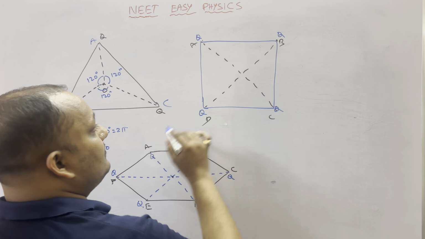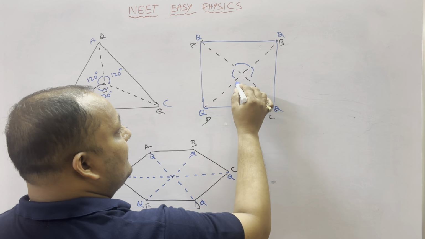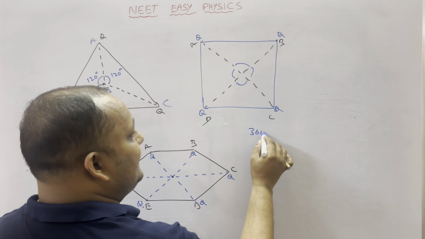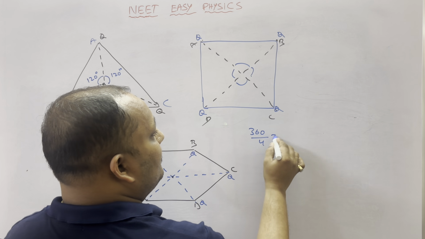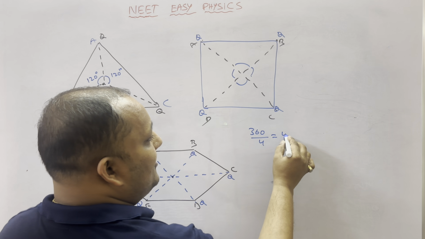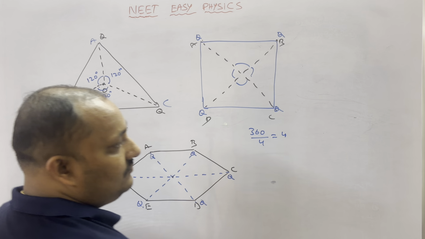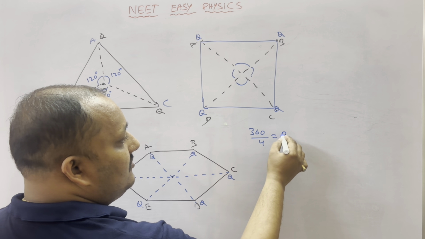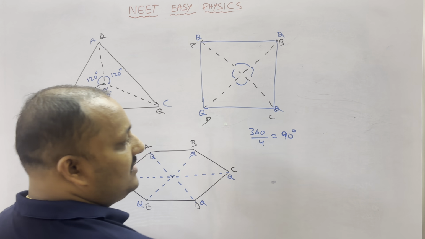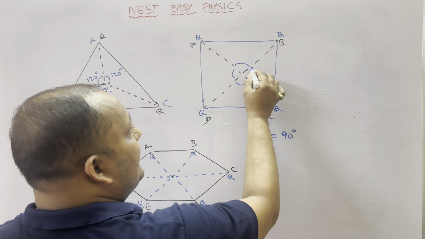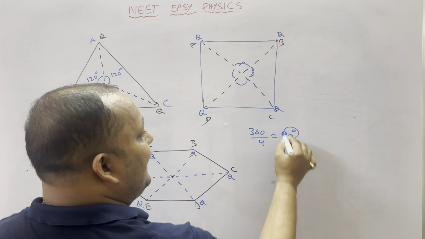In this, what is each angle? It means 360 by how many sides are there? 4. Therefore, how much will you get? 9 fours are 36. Therefore, each angle is going to be 90 degrees.